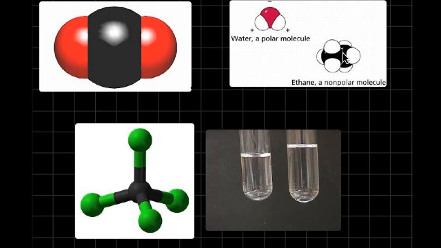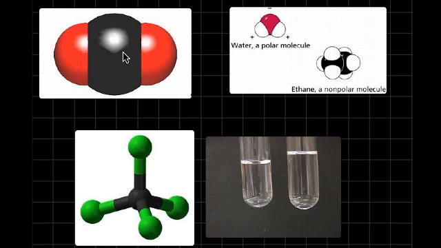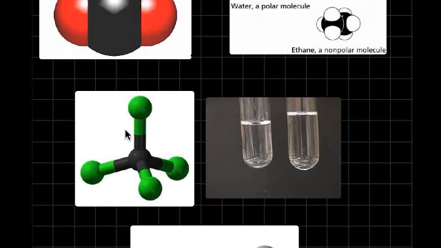Water's polar. This looks like ethane: 2 carbons, 6 hydrogens. Carbon dioxide is nonpolar as well. So carbon dioxide could be used as a solvent, either under a lot of pressure or something like that. I know carbon dioxide is used as a solvent to dissolve caffeine out of coffee, or also used in some dry cleaning situations. This is called carbon tetrachloride.